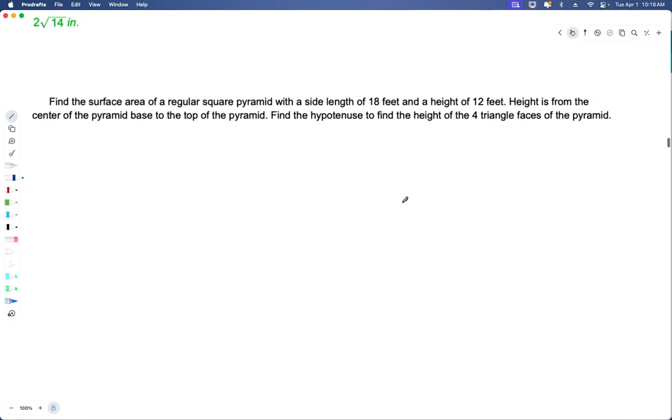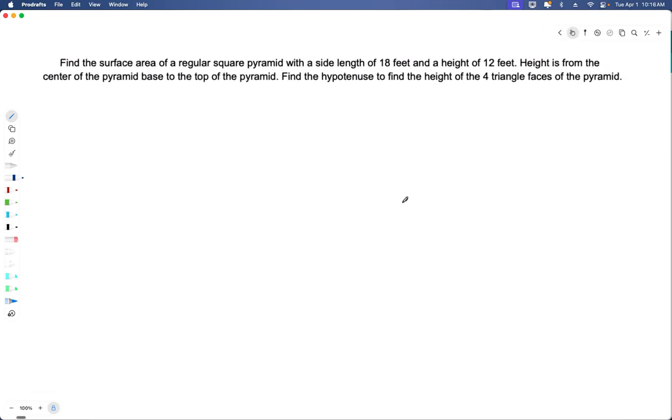All right, is this the last one? This is the last one. Find the surface area of a regular square pyramid. So we have a square on the bottom with a side length of 18 feet. And here's our pyramid, and a height, here's the height from the top to the center is 12. Height is from the center to the top of the pyramid.